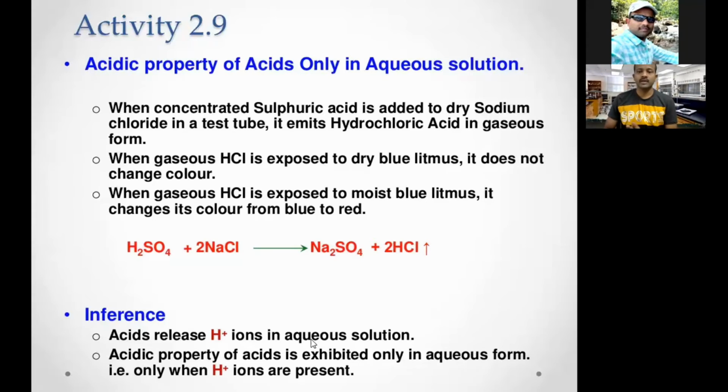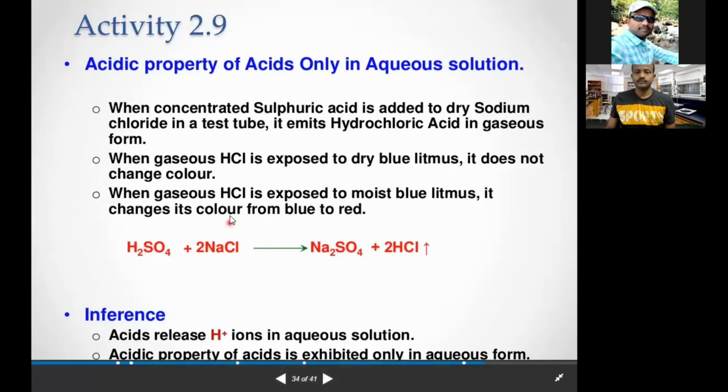So in this way we can perform the activity. The acidic property of acids is shown only in aqueous solution. When will you say that an acid is an actual acid? When it is dissolved in water, then only it behaves as an acid. Otherwise, it won't behave as an acid, right? Same with bases also. Here, acid releases H plus ions in the aqueous solution.